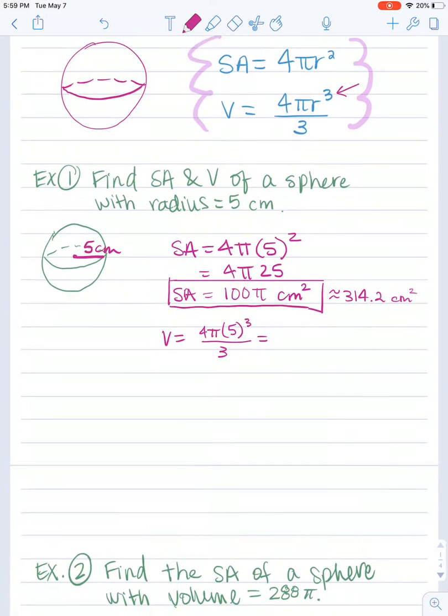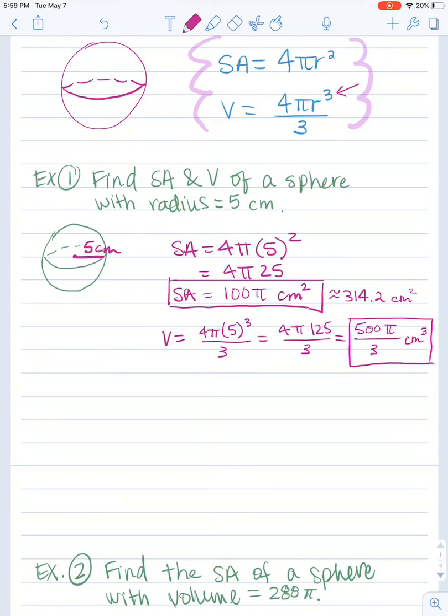So 5 to the 3rd power is 125. And then I always like to do the numerator first, so we're going to keep breaking that down. 125 times 4 is 500 pi, and then 3 on the bottom. So since 3 does not divide nicely into 500, I would simply leave it as this wonderful fraction, 500 pi over 3 centimeters cubed, because it's volume. And there you go. That's your answer.